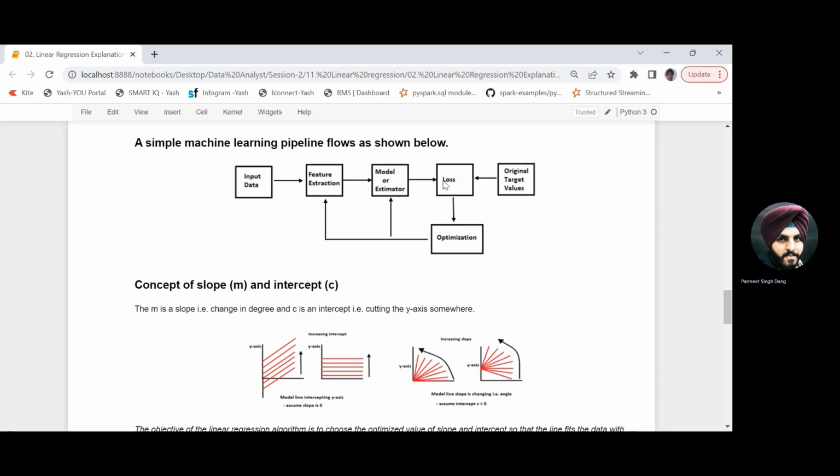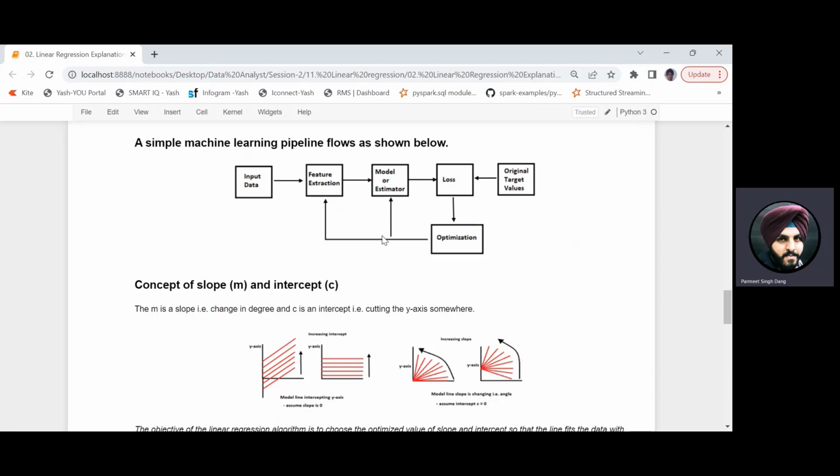Okay. Now, this is the simple machine learning pipeline flow, how it works. We are not zooming in on each of these boxes. Slowly and steadily, we'll try to zoom in and see what the insights in these boxes are.